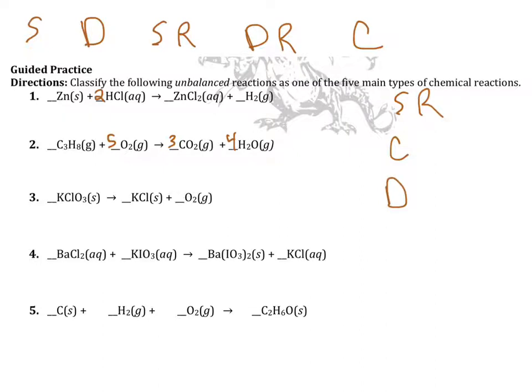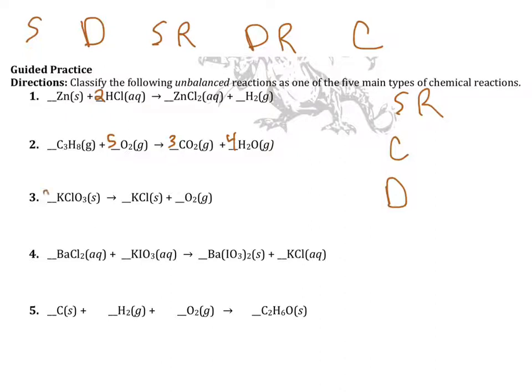Again, this is not balanced. The way you balance this is by putting, so the K and the Cl are balanced. But if you look at the oxygen, there's 3 oxygens here, there's 2 oxygens there. And what you want to do is think about what a 3 and a 2 can both become. They can both become 6.